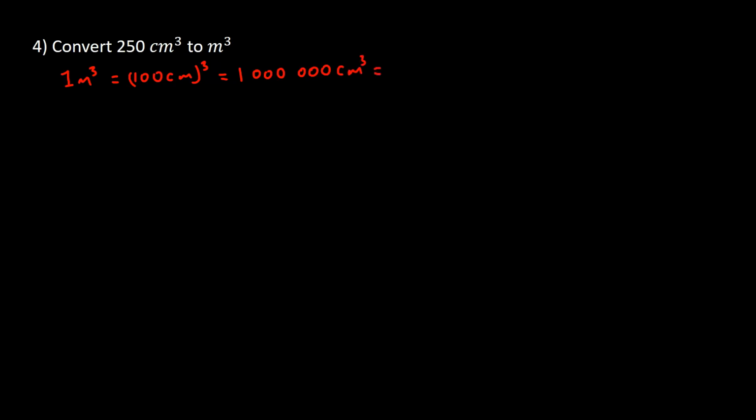So now, the million cubic centimeters, we can express it as 10 to the power 6 cubic centimeters, just to shorten it, the way it is too long. So now we can start the conversion process. 250 cubic centimeters multiplied by 1 cubic meter and then divide by a million cubic centimeters.